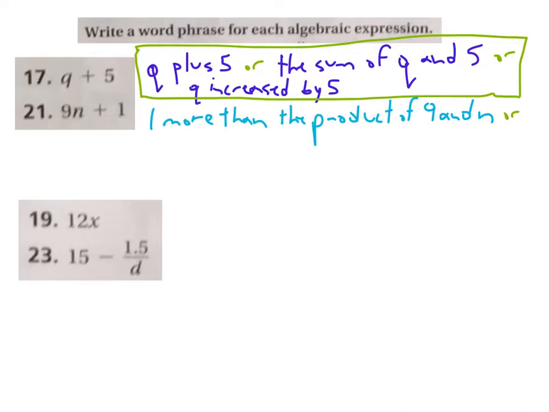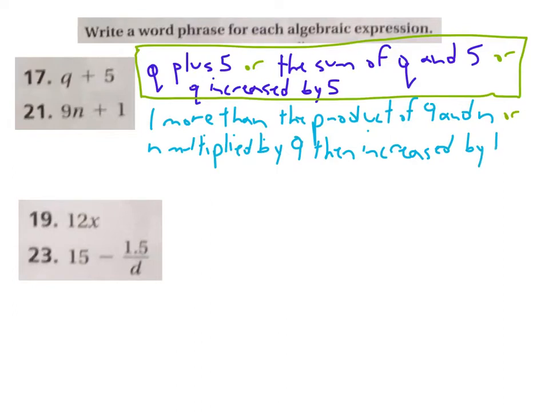Or we could say 9 times n, or let's say, and again, you can write it multiple ways, let's say n multiplied by 9 then increased by 1. Okay, two possible answers. You're going to need to determine whether your answer is correct. You can ask me if you're not sure. Okay, and that's probably a good idea.